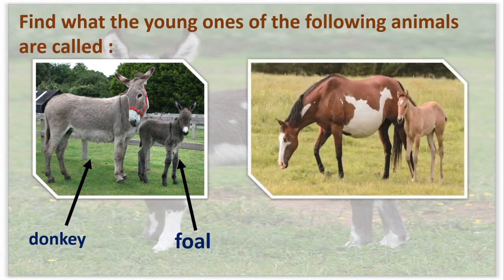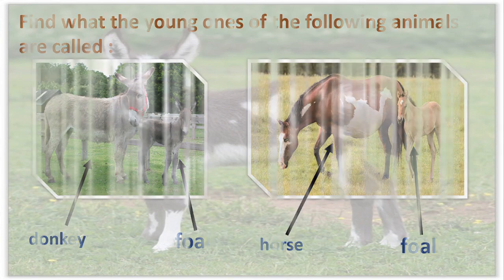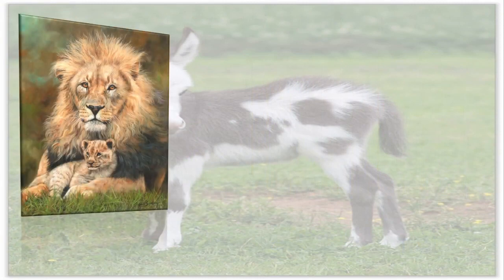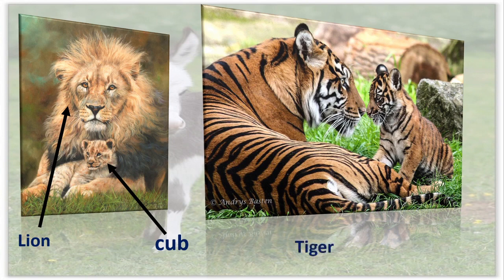Horse. Here the adult one is called as horse and the young one is called as foal. Again here, F-O-A-L, foal. Remember this. You know that donkey is also from the horse family. Okay, so the young ones are called as foal. Next one, see this, lion, and the young one is called as cub. Remember the words lion, cub. And here you can see the tiger and its cub. Okay, lion and cub, tiger and cub.